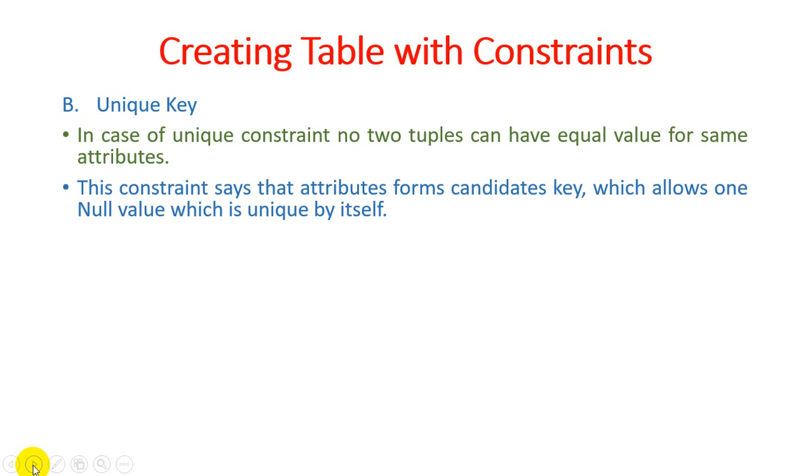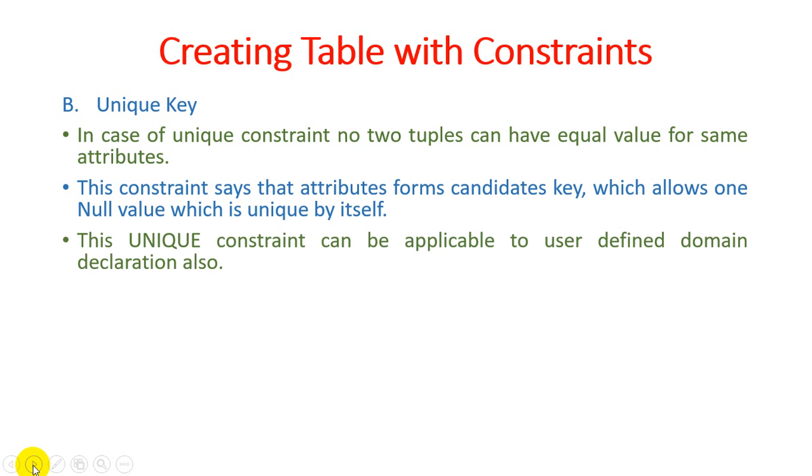In a primary key, no null value is allowed, but in a unique key, one of the tuples will allow a null value because it is treated as a unique value. This unique constraint can also be applied to a user defined domain declaration. As previously, when we declare a primary key at the column level, the same thing we are discussing with the unique key constraint.